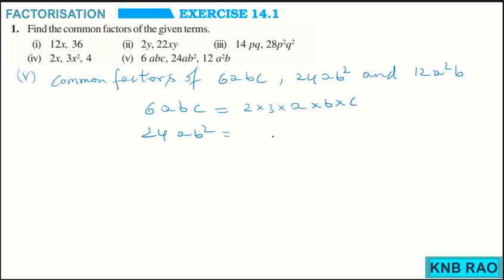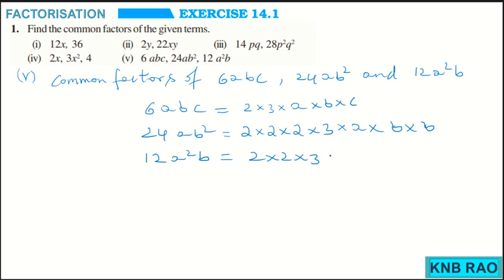24ab square can be written as 2 into 2 into 2 into 3, because 2 2s are 4, 4 2s are 8, 8 3s are 24, into a into b into b, and 12 a square b can be written as 2 into 2 into 3, 2 2s are 4, 4 3s are 12, into twice a and once b.